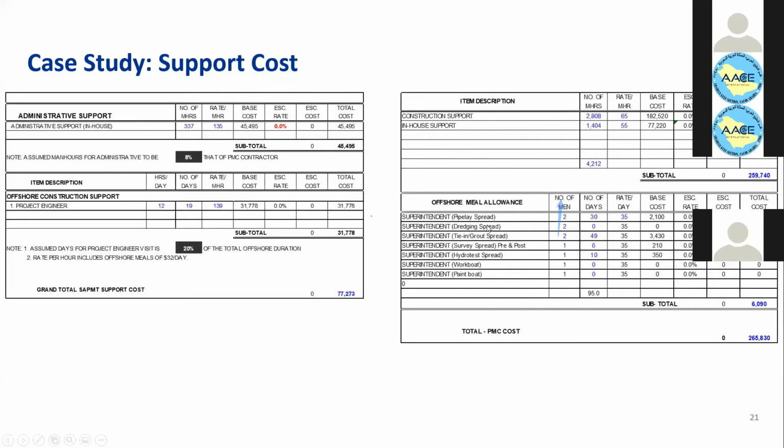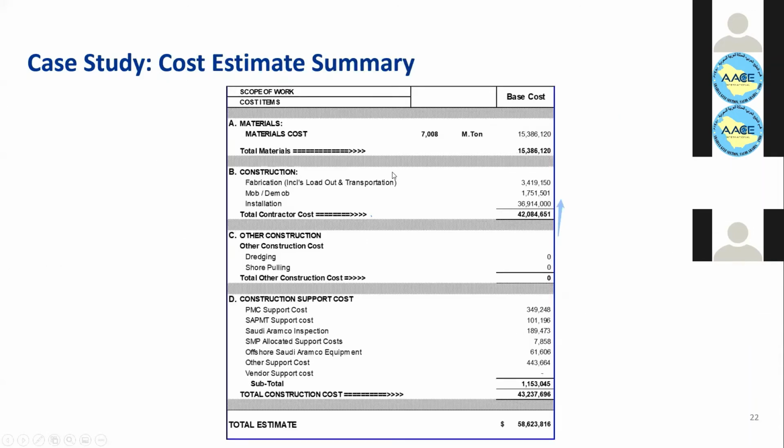And this is the meal allowances for the superintendent and the crew in each barge. We have the total number of days and the daily rate, and we can get the cost. Okay, so at the end, we develop a complete estimate involving material, construction, including fabrication, installation, and the construction support cost. All those durations are converted to man hours, multiplied by the hour rate in order to be converted into cost. Then the total cost of this pipeline, a 20 kilometer, 24-inch subsea pipeline, will be around $60 million.